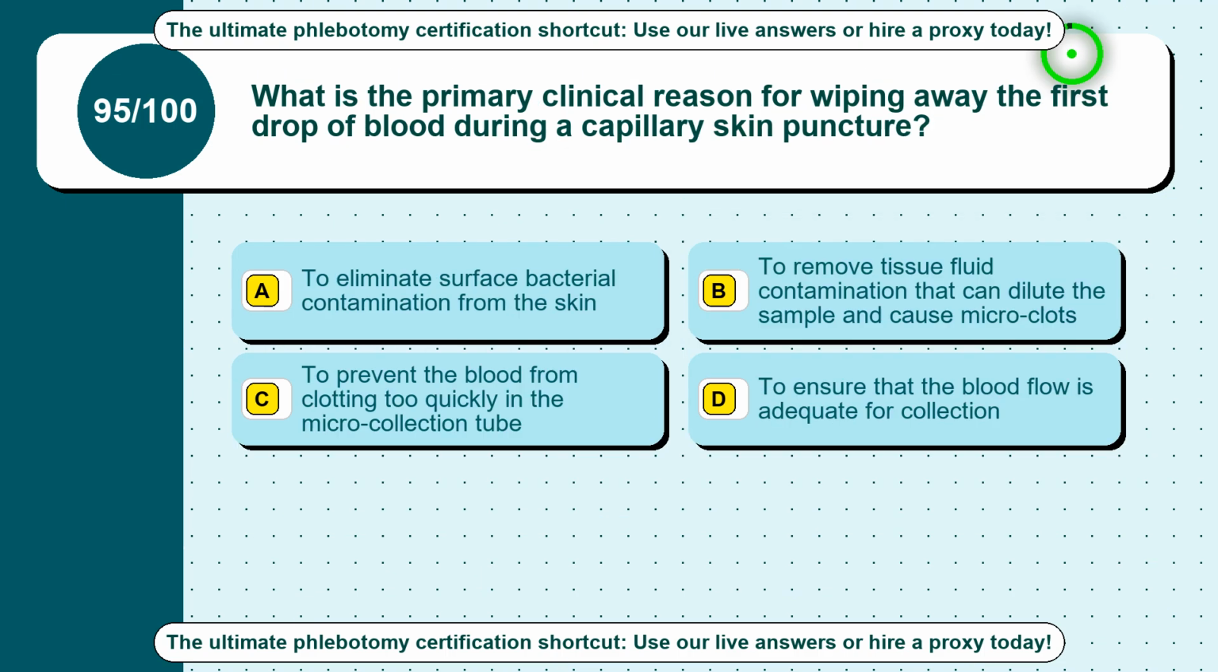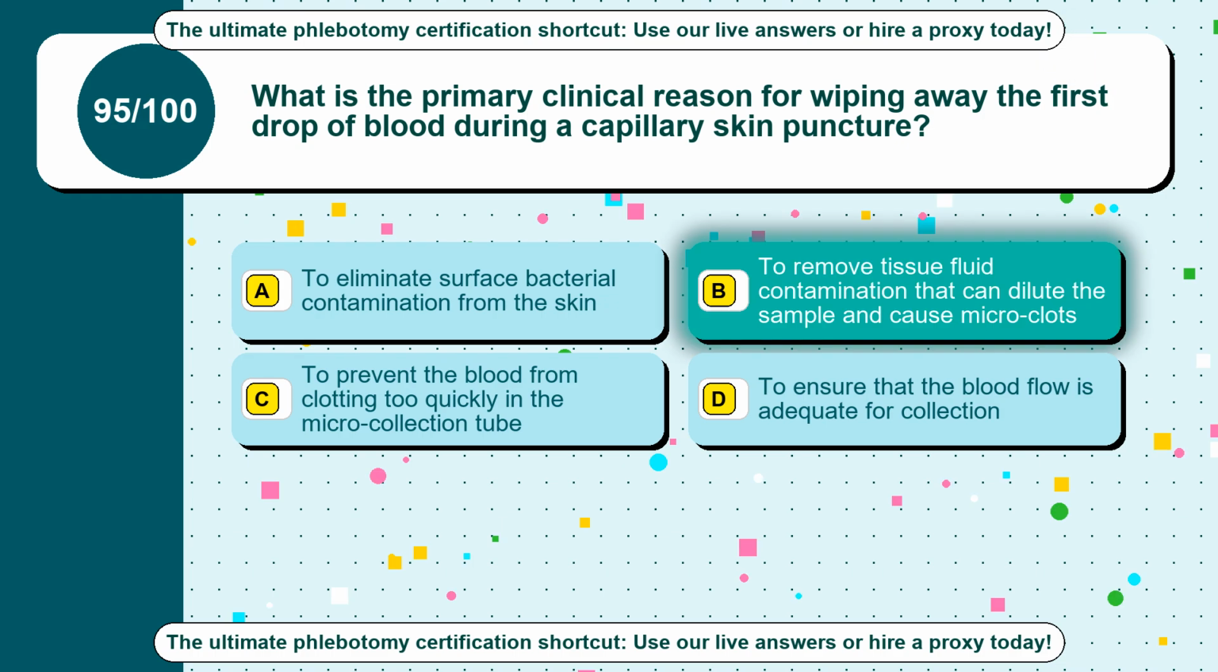Question 95. What is the primary clinical reason for wiping away the first drop of blood during a capillary skin puncture? Option A, to eliminate surface bacterial contamination from the skin. Option B, to remove tissue fluid contamination that can dilute the sample and cause microclots. Option C, to prevent the blood from clotting too quickly in the microcollection tube. Option D, to ensure that the blood flow is adequate for collection.